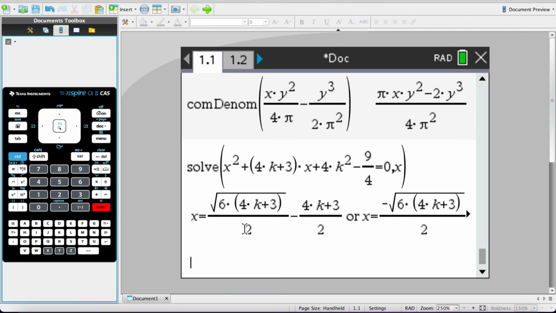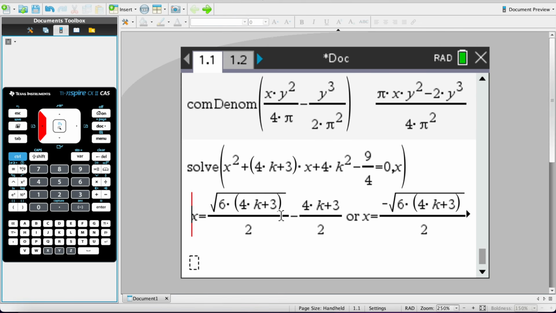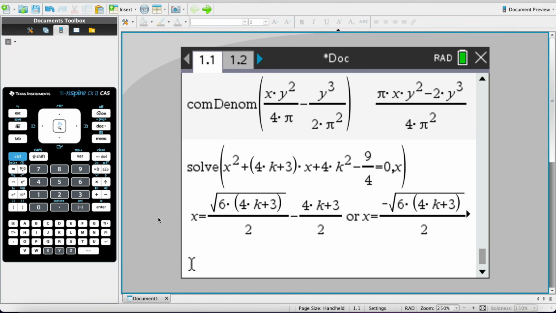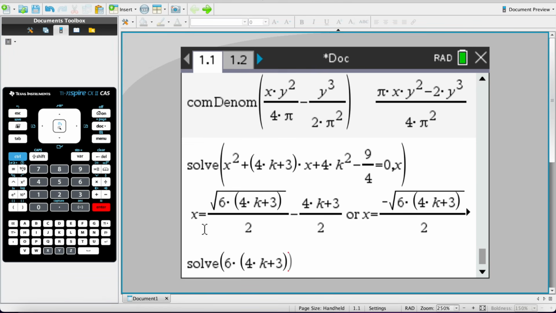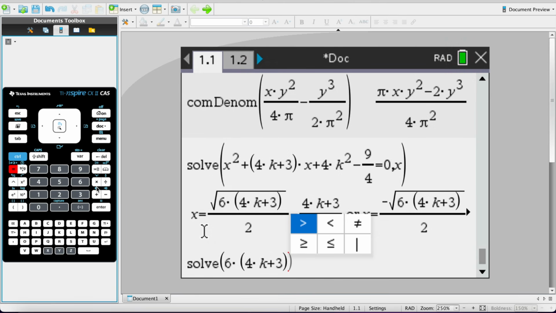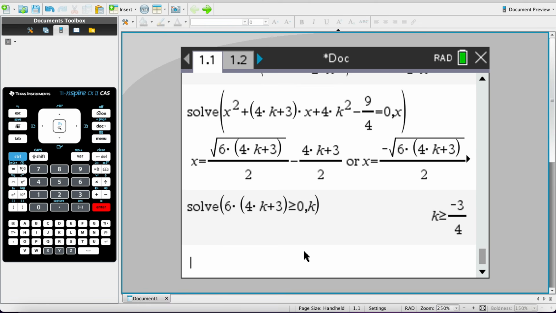Now, we want 2 solutions. How many is this? Well, it can only be 2. So first of all, whatever's inside this bracket has to be positive. So let's just solve, menu 3(1). This has to be positive or 0, or let's just say greater than or equal to 0, comma k, and we get k is greater than or equal to -3/4.